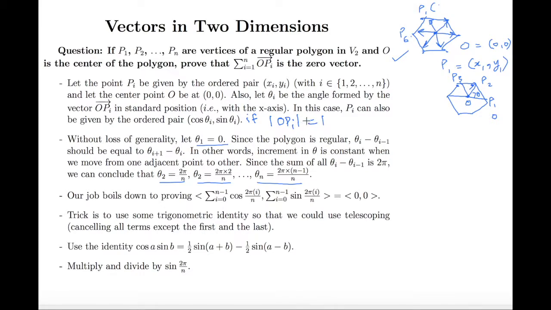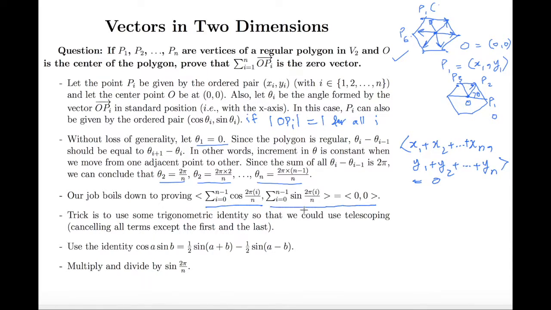We say the length of OPi is equal to 1 for all i. So then our job boils down to what? We have to prove this, right? x1 plus x2 plus up to xn, comma, y1 plus y2 plus up to yn. This should be equal to 0. But xi is what? xi is cos of theta i, and we end up with this form. This is what we have to prove.